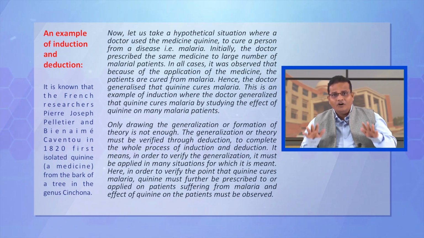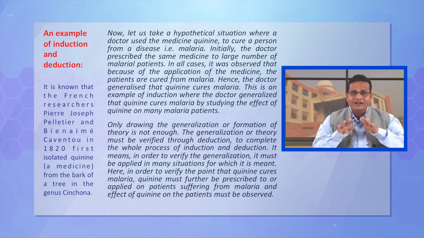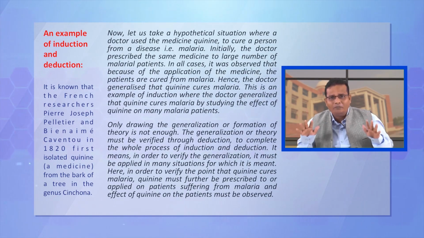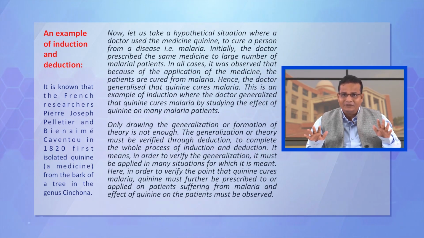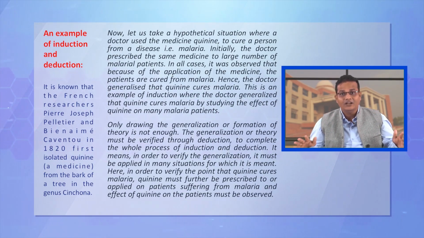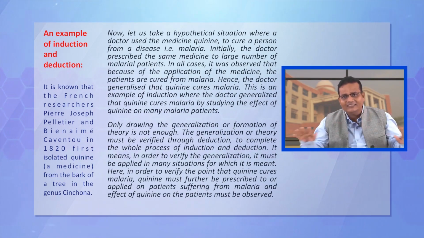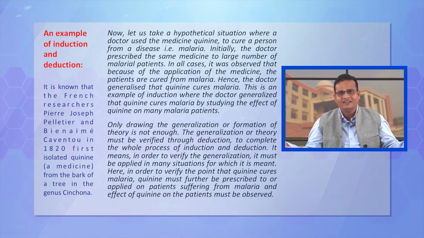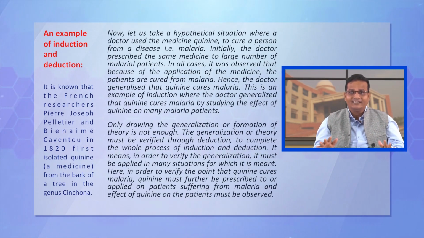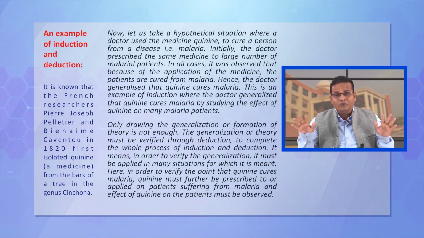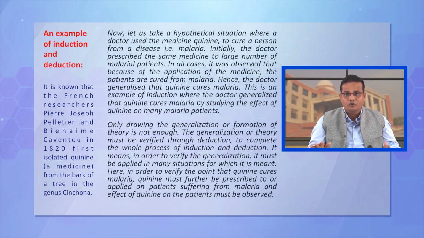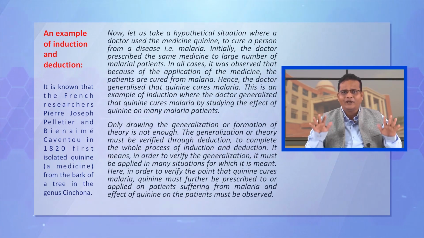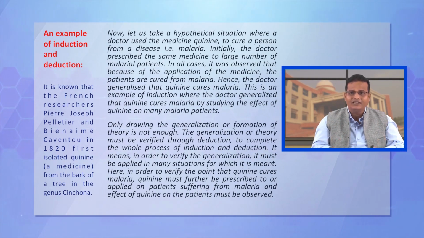The generalization or theory must be verified through deduction to complete the whole process of induction and deduction. It means in order to verify the generalization, it must be applied in many situations for which it is meant. Here, in order to verify the point that quinine cures malaria, quinine must further be prescribed to or applied on patients suffering from malaria and effect of quinine on the patients must be observed. Induction and deduction are complementary and one is incomplete without the other.